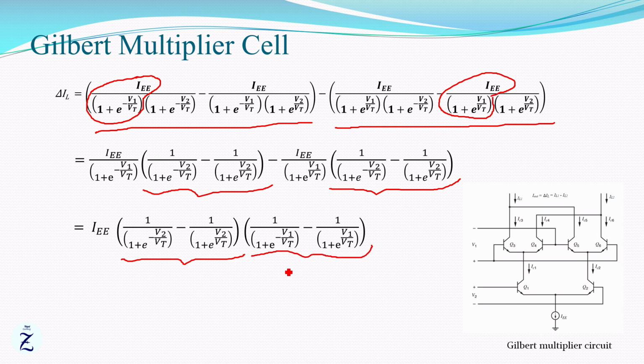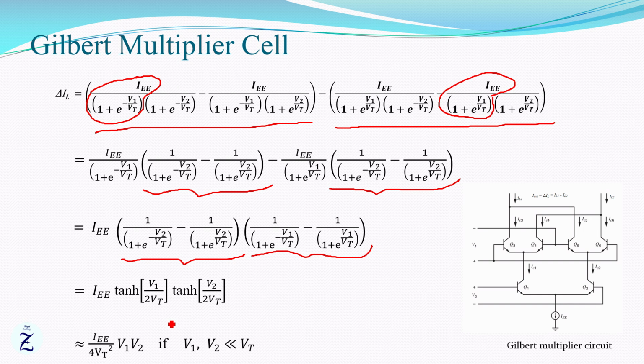Hence, delta IL will be equal to IEE into tanh of V1 divided by 2Vt into tanh of V2 divided by 2Vt. As we have seen earlier, the tanh function will be linear if the magnitude of V1 and V2 is small with respect to Vt. Then it will act as a perfect multiplier. In other cases, that is V1 or V2 is not less than Vt or both are higher than Vt, then the circuit has many other applications like modulator, phase detector, etc.